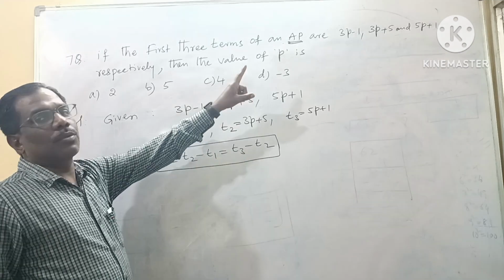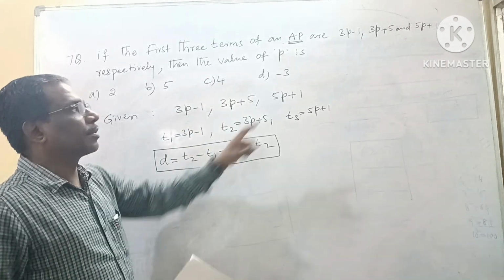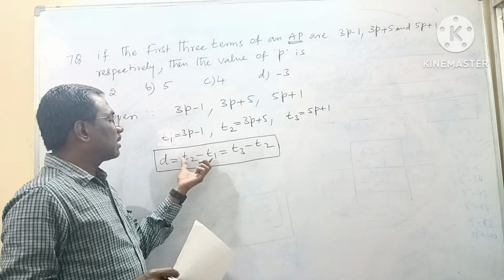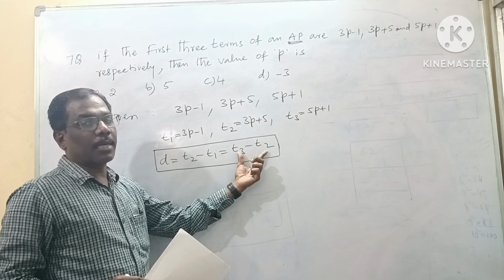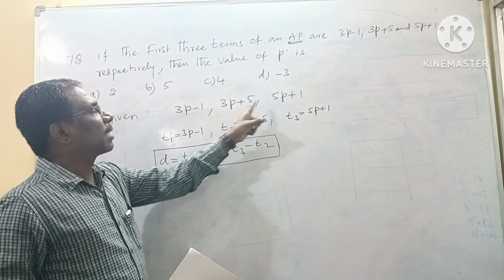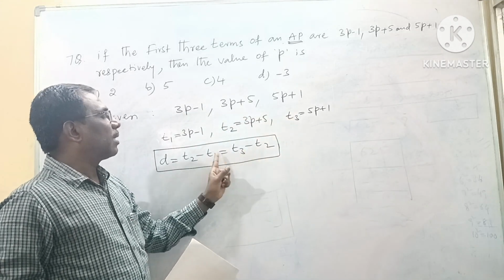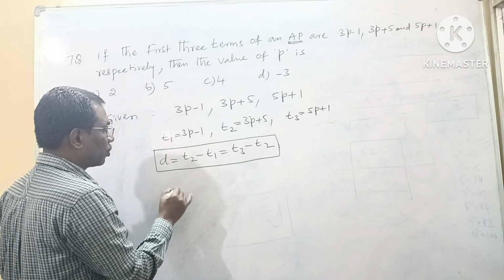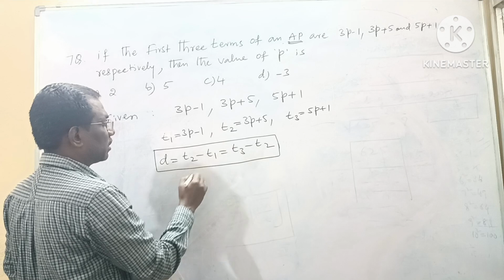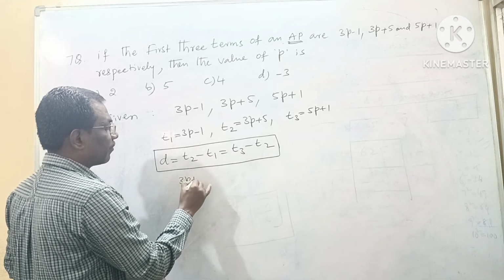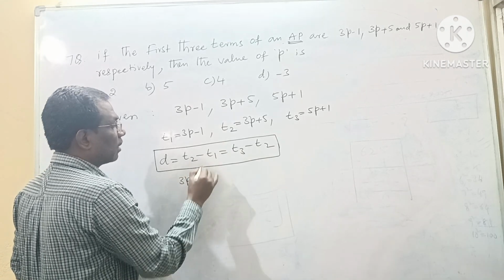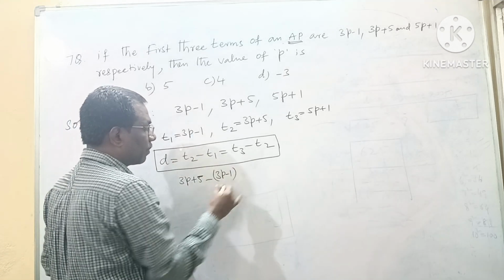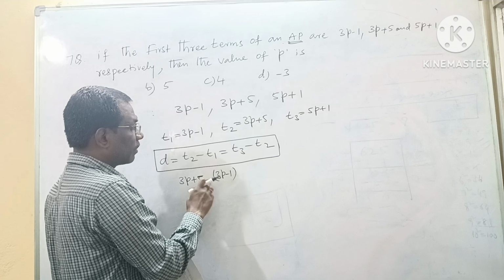Here they are asking to find a variable, so some variable we have to find out. In this case, we take T2 minus T1 is equal to T3 minus T2. Till how many terms they have given, till that we have to write it in this form. So I am going to substitute now. T2 is 3p plus 5 minus T1, T1 is 3p minus 1. So we put the bracket because in front of this there is a minus.